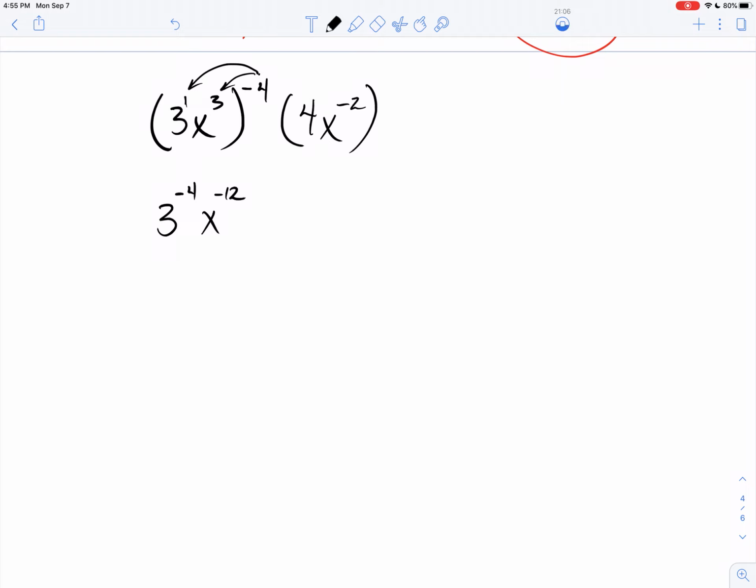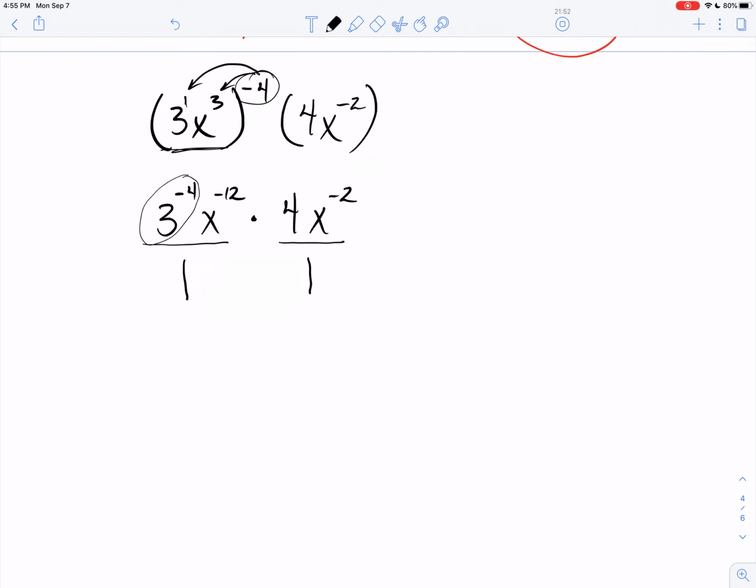Then I'm going to have this times 4x to the negative 2. Now be careful. Look at the subtle difference here. This negative 4 is on the outside of parentheses, so it gets distributed. This negative 2 is not on the outside of the parentheses, so it does not affect the 4. It only affects the x. So here we go. I am choosing in my reality to make this look like a fraction now because I don't want to confuse myself.